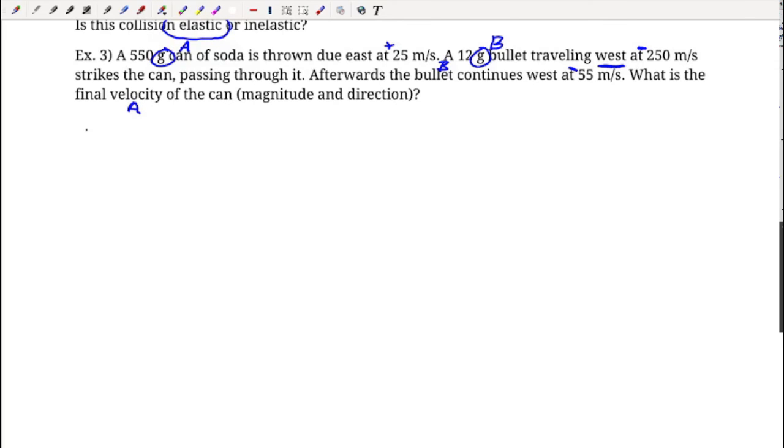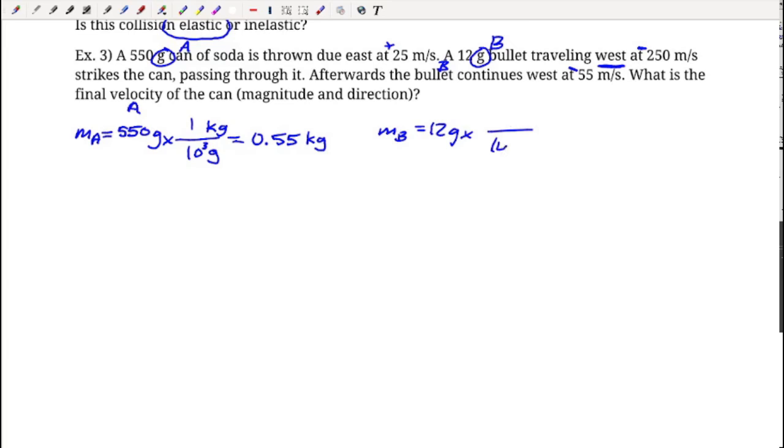So the first thing I'm going to need to do is take mass A, which is 550 grams, and convert that into kilograms. So I'm going from grams to kilograms. 1 kilogram is 10 to the 3 grams. Multiply across the top, divide by 10 to the 3, and that gives me 0.55 kilograms. Same thing with mass B, but this time I'm starting with 12 grams. Divide by 10 to the 3 grams per 1 kilo. It gets me 0.012 kilograms.